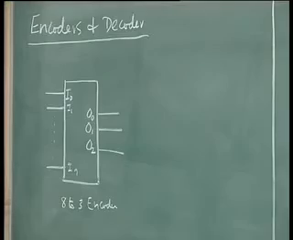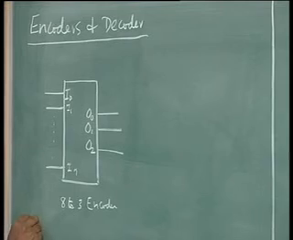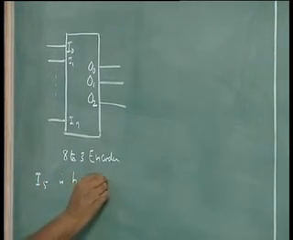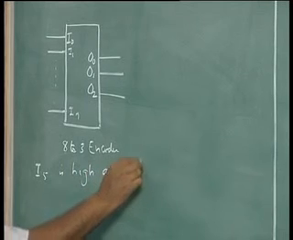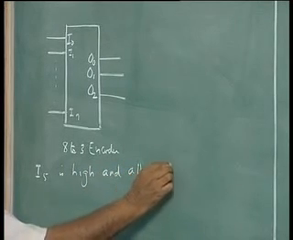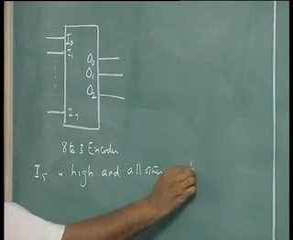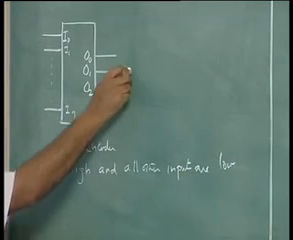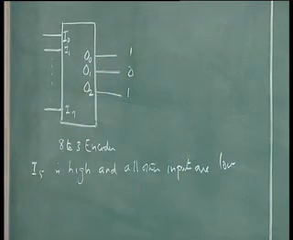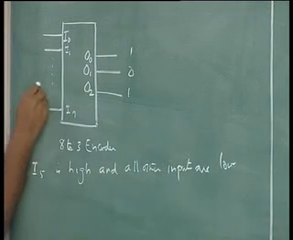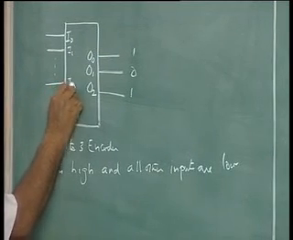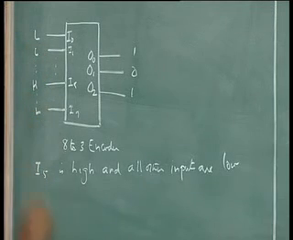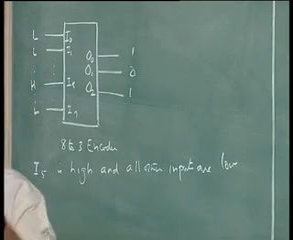So, for example, if I5 is high and all other inputs are low, the output would be 101, right? So, this process is called encoding.